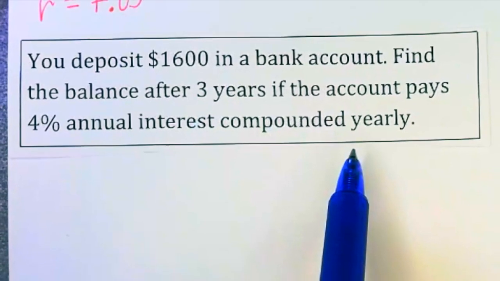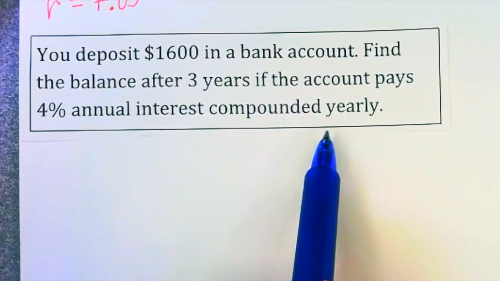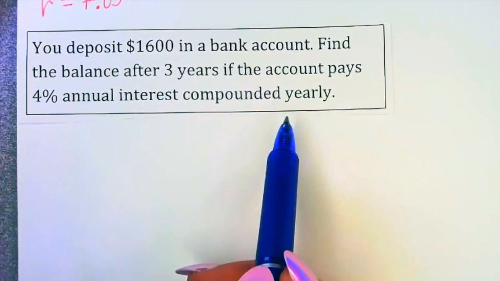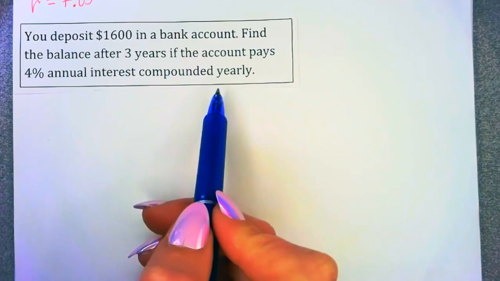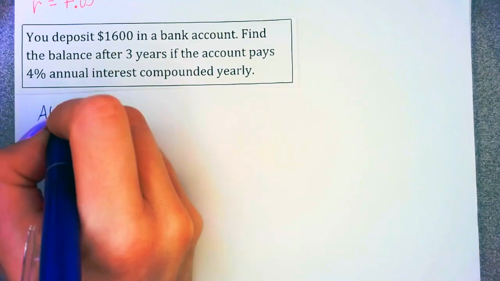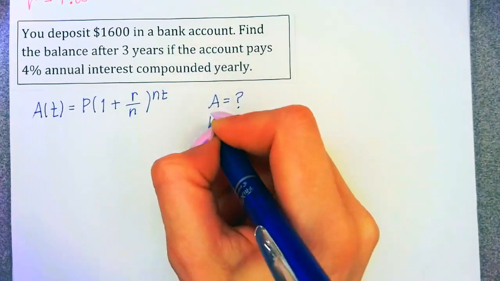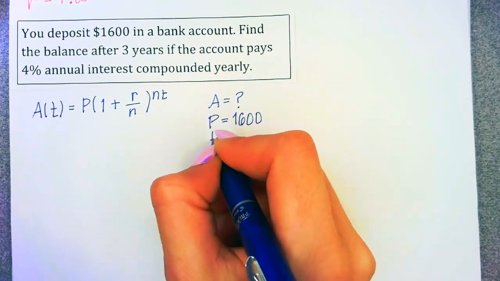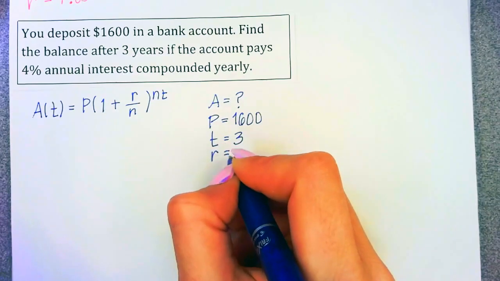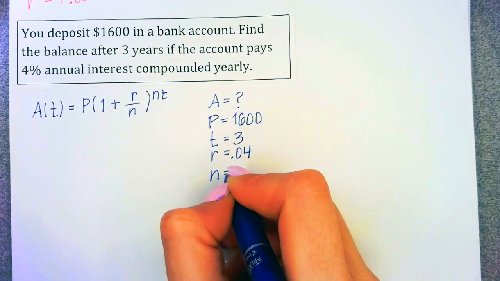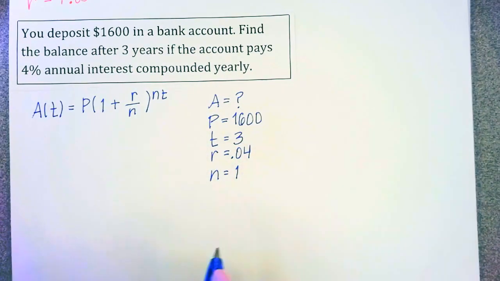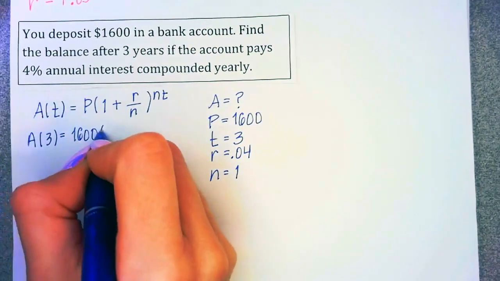Say you deposit $1,600 into a bank account, annual interest compounded yearly. Find the balance after 3 years if the account pays 4% annual interest. A of T equals P times the quantity 1 plus R over N to the NT. Don't know the amount. P is $1,600. T is the time of 3 years. The rate is positive 0.04. N is the number of times the interest is compounded in 1 year. That would just be 1 since it's only compounded yearly.